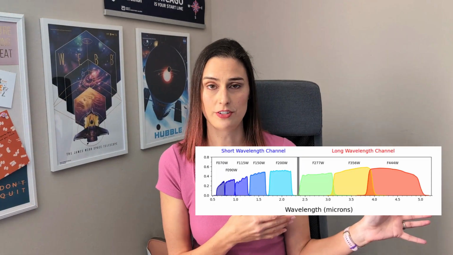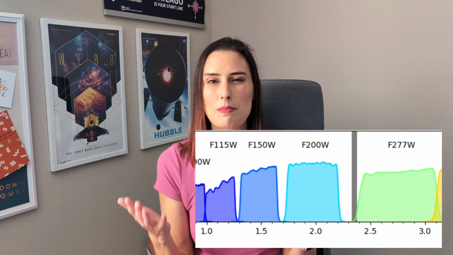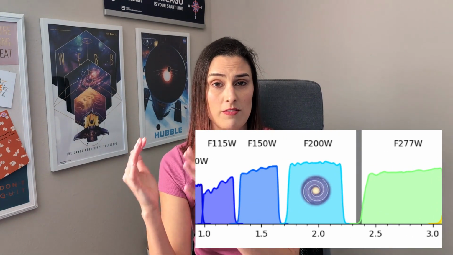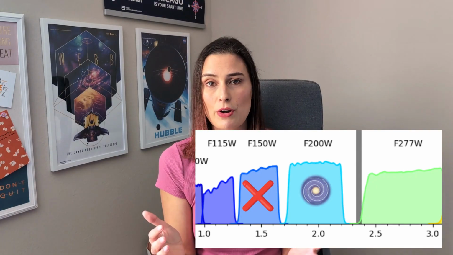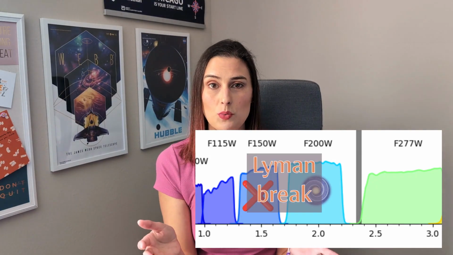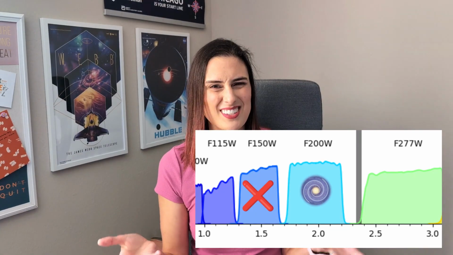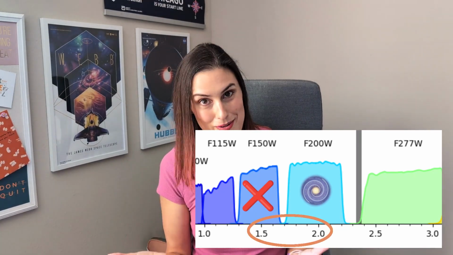Going back to the photometric filters on JWST, you can see how maybe you would see a galaxy in the 200 filter, but then you don't see it in the 150 filter. And so that could tell you that the Lyman break is happening somewhere in the transition between these two filters. But you can also see why this doesn't give you a very exact measurement of redshift.